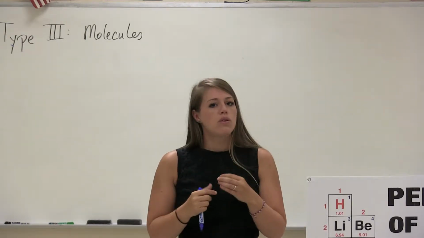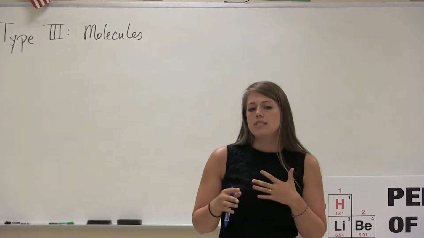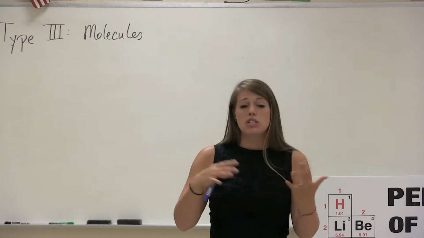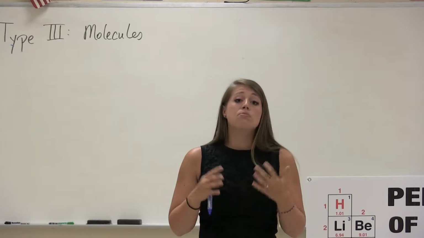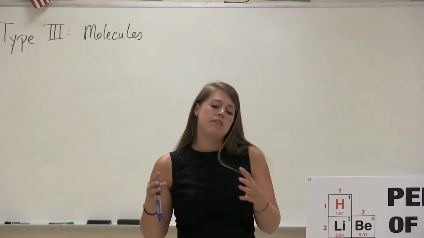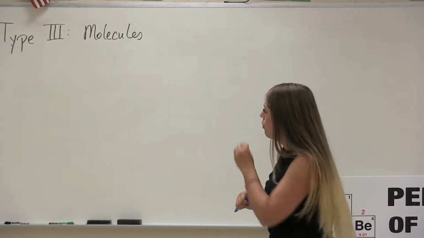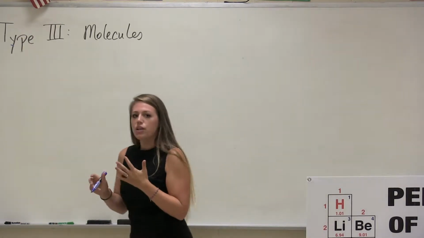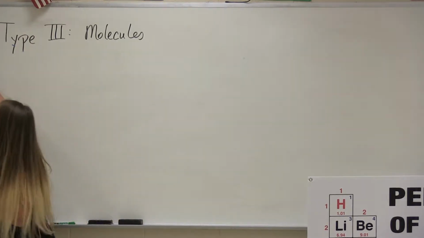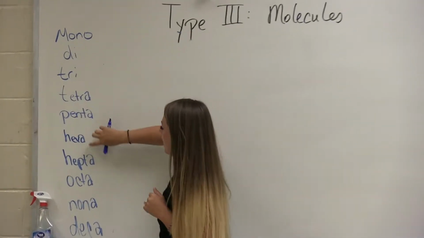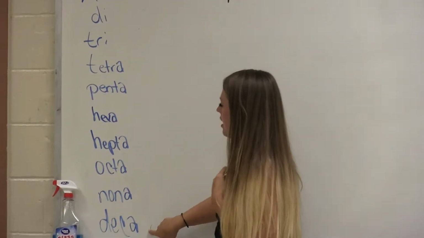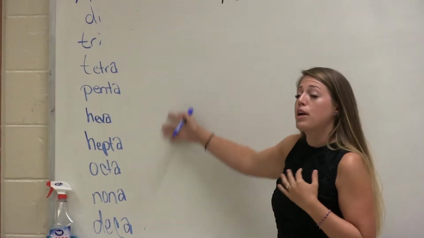So if we have two nonmetals, instead of looking at charges, which end up telling us how many of each molecule or atom we have, we're going to use prefixes to tell us how many of each atom we have. So the prefixes we're going to use for that are mono, di, tri, tetra, penta, hexa, hepta, octa, nona, and deca. Okay, and these are what we're going to use for nonmetals.